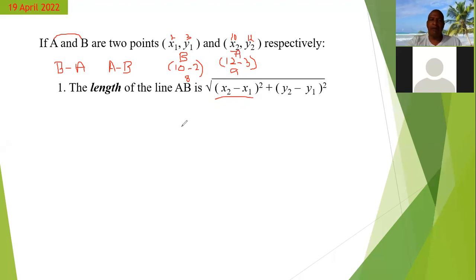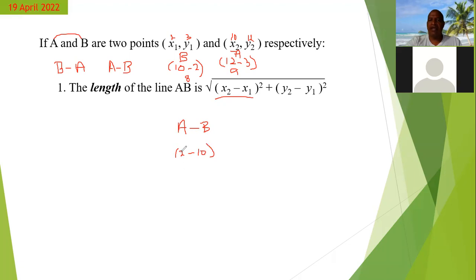But let's say you flip around and you decide to take away B from the point A. So you would start off with A and then you minus the point B. But remember now, A would now be what? A would be 2 and 3. So in other words, for the X of A, it would be 2. And you're minusing the X of B, which is 10. So it's 2 minus 10.